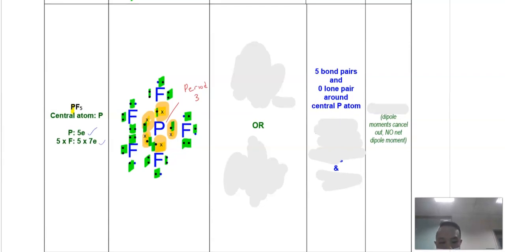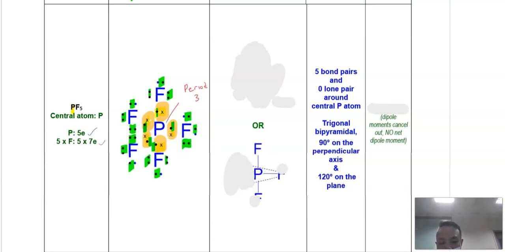The shape will therefore, based on your VSEPR theory, be trigonal bipyramidal. So you can see what's a trigonal bipyramidal. You will see later on, a triangular base with 2 pyramids. You have 2 bond angles, 90 degrees on the perpendicular axis and 120 degrees on the plane. Okay, so to show this, let's take a look. This will be an easier way to take a look at it.